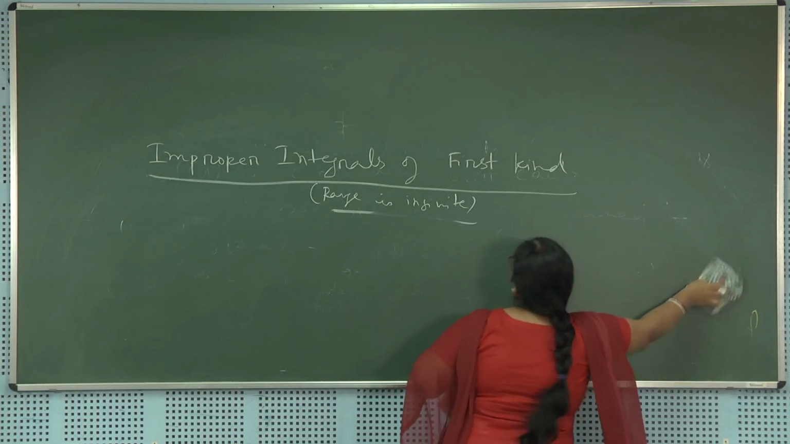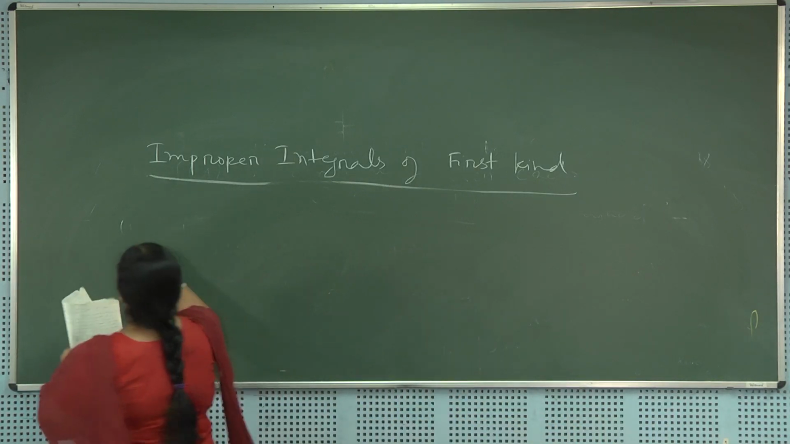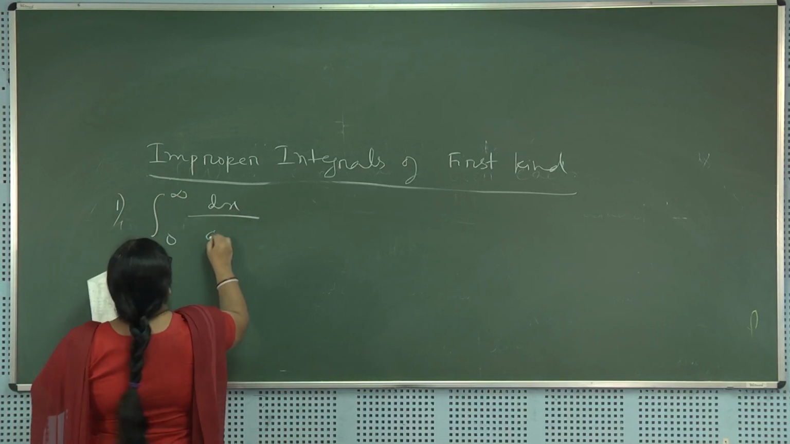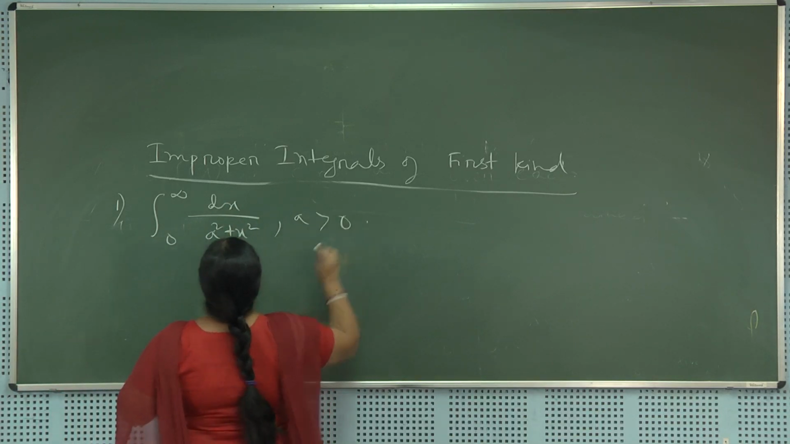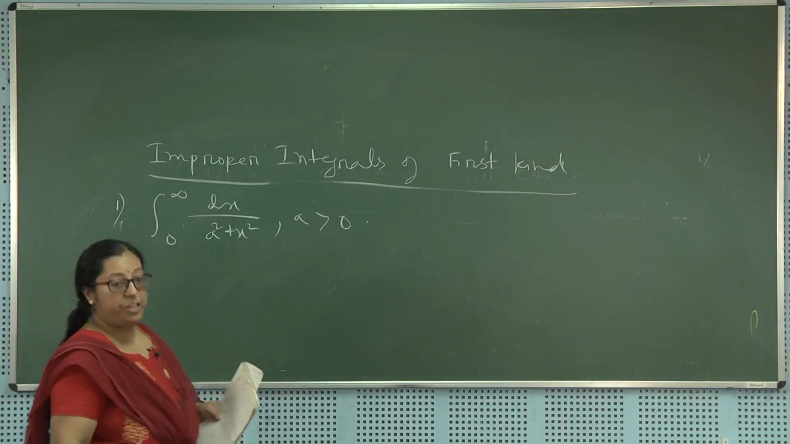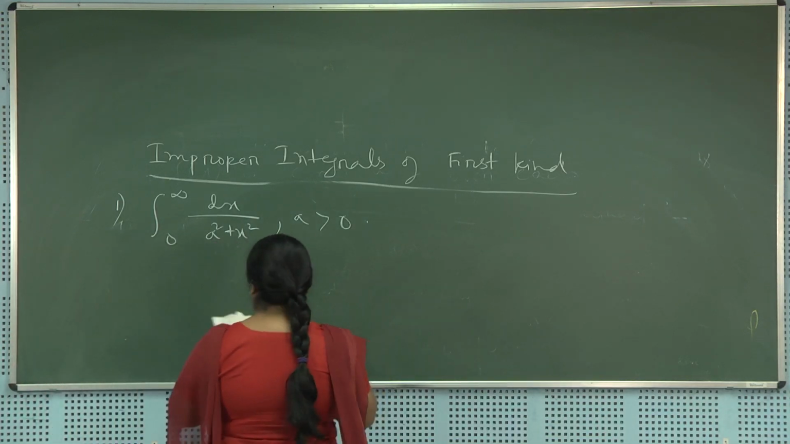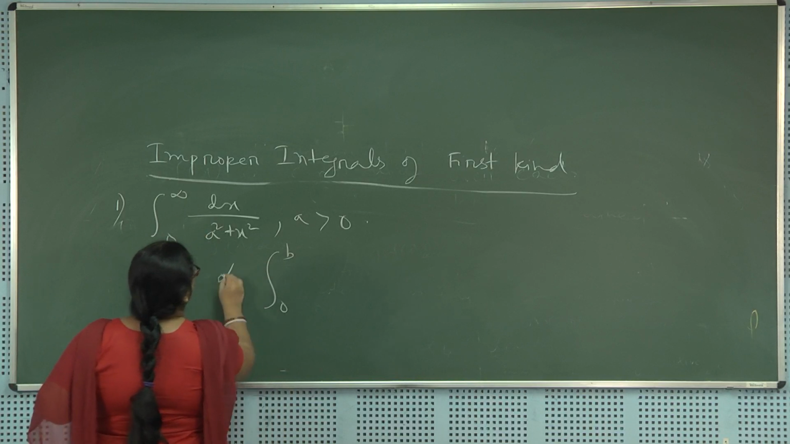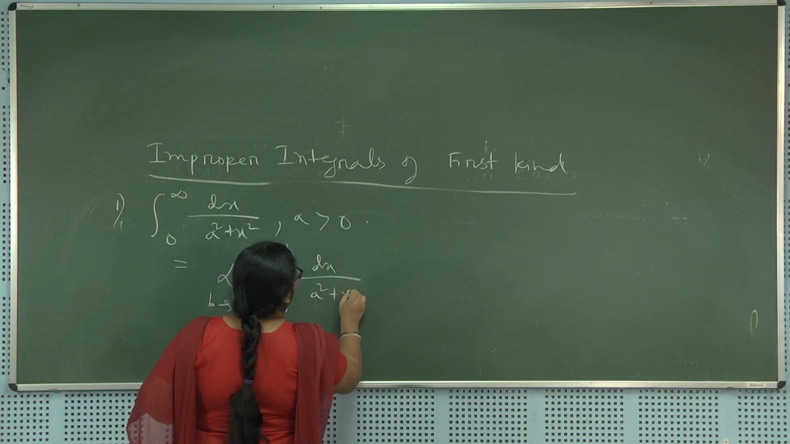The first problem which I would like to give in this direction, starting with a simple problem, is the integral from 0 to infinity of dx upon a squared plus x squared, where a is positive. How will we do it? Here you can see quickly that because the range is infinite, it falls in improper integral of the first kind. So, when you see a problem, you have to classify which form it falls in. Then first of all we will make it a proper integral. So, it is the limit as b tends to infinity of the integral from 0 to b of dx upon a squared plus x squared.